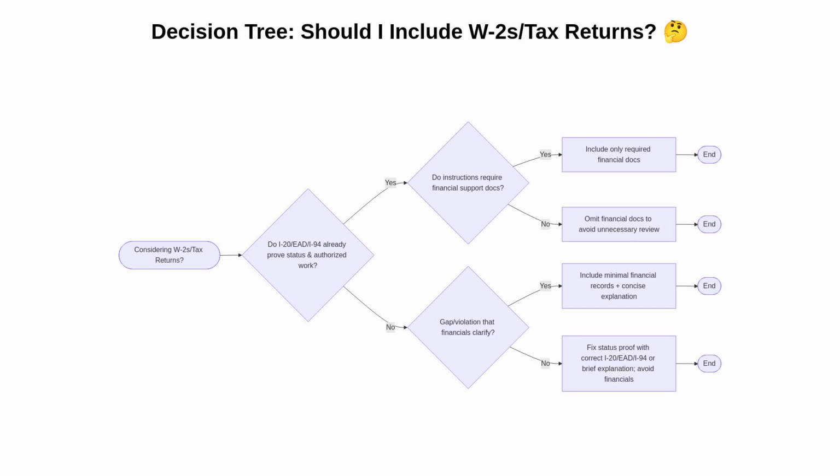This flowchart guides your decision on whether to include W-2s or tax returns. Start by asking whether your I-20, EAD, and I-94 already establish lawful status and authorized employment. If they do, check if the instructions explicitly require financial documents. If yes, include only the required financials. If not, omit them to prevent unnecessary review. If the status documents do not fully cover your case, consider whether there is a known gap or violation that financial records can clarify. If so, include only the minimal, targeted records with a short explanation. If not, prioritize fixing your status proof instead of adding financials.